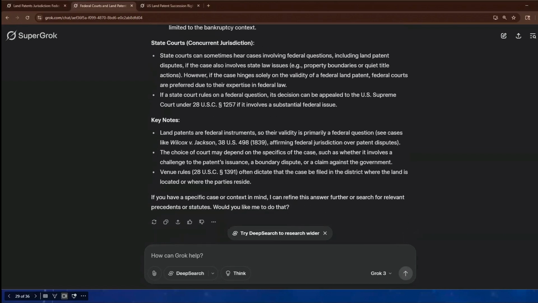I'm going to just go to the keynotes here. Land patents are federal instruments, so their validity is primarily a federal question. See Wilcox v. Jackson, we looked at that, affirming federal jurisdiction over patent disputes. All right, let's go to the next.